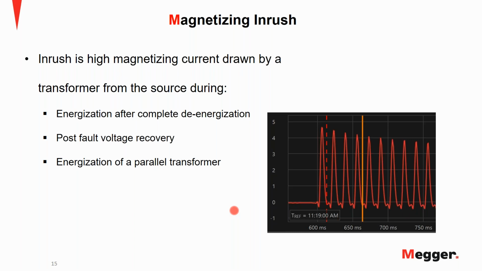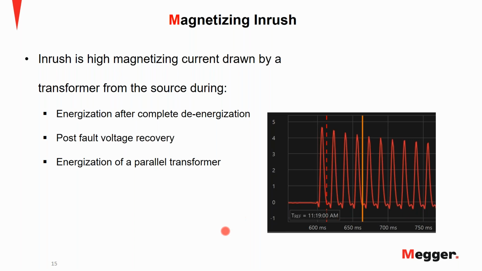Post-fault recovery voltage, or post-fault voltage recovery, which would be after we have a fault, we have to close back in on the transformer and get the system back online, so we can also have a high inrush current there as well. And then energization of a parallel transformer that's in the same area as the first transformer, we can get some remnants of the high magnetizing current in there as well. So we have a lot of different scenarios that can play out here.